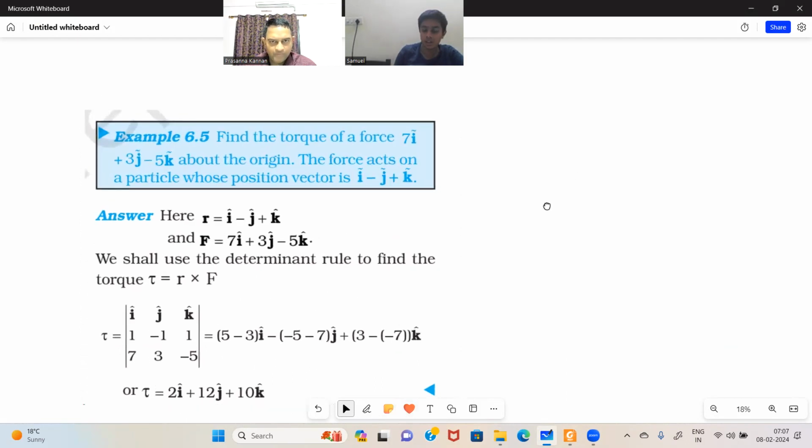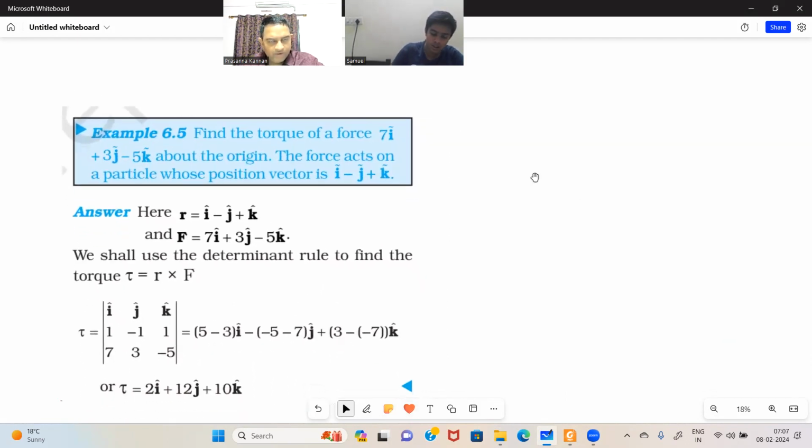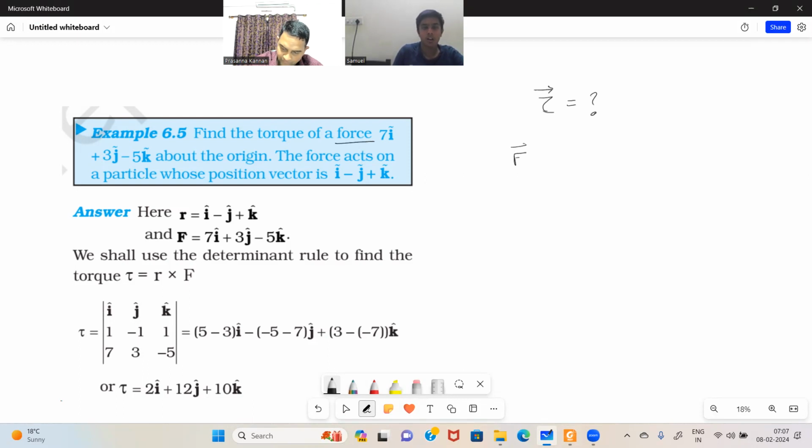Okay, right? So now, how do you do this? Let me help you understand. So find the torque. What is the question? The question is about finding the torque. What is given? Force is given, R is also given. What is the force? 7 I cap plus 3 J cap minus 5 K cap.